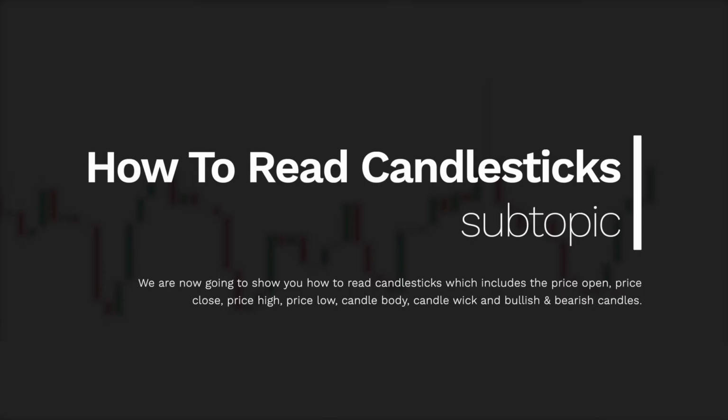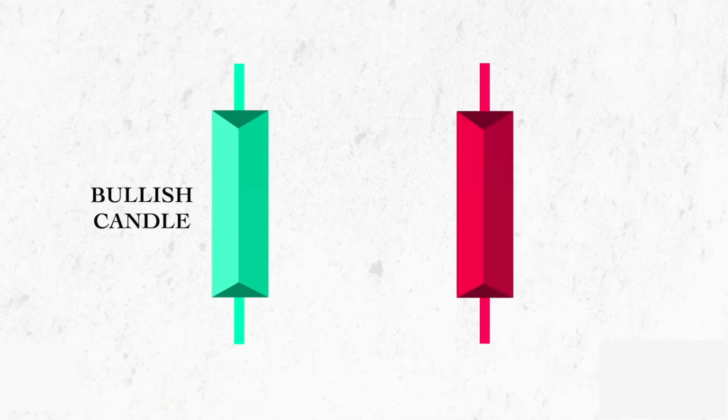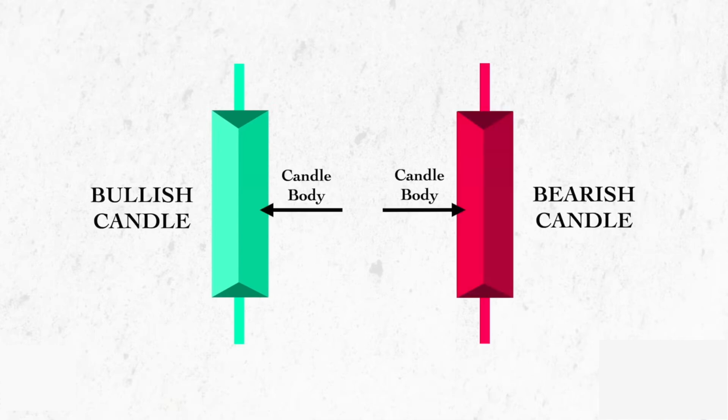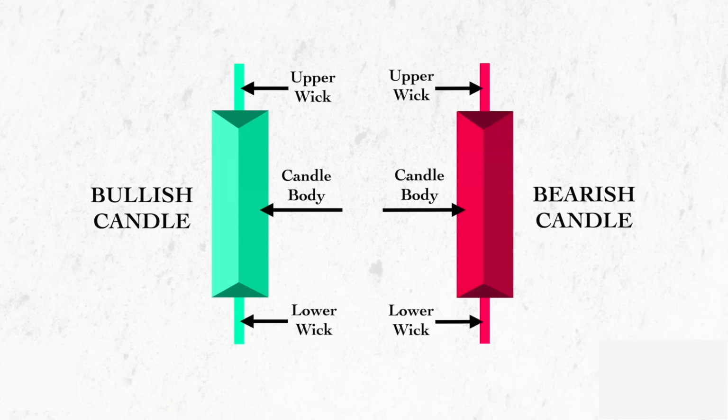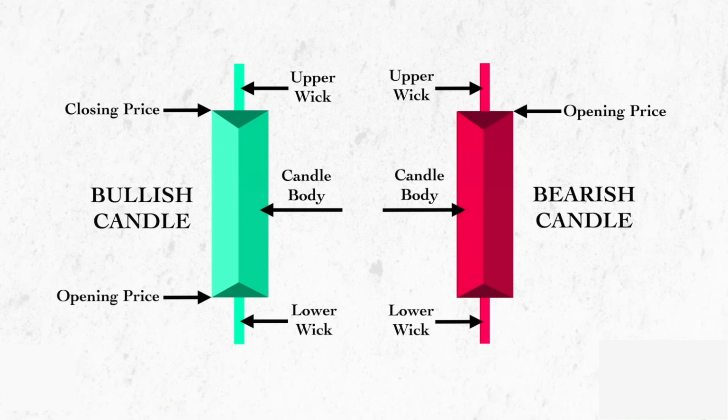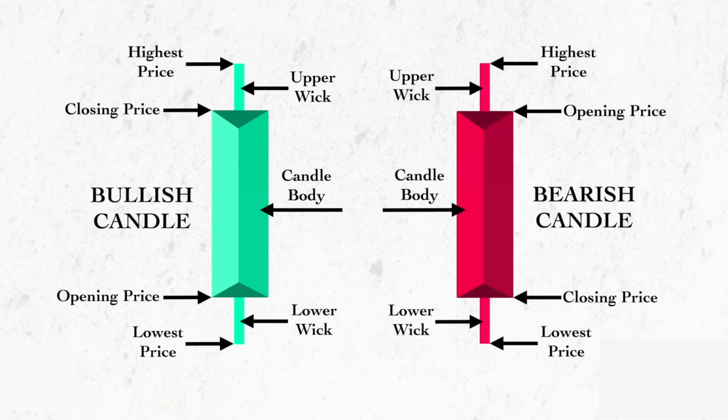First, how to read candlesticks. You have your green candles, which are bullish. You have your red candles, which are bearish. This here is the candle body. These are the candle wicks. For green candles, the opening price is at the bottom here, and the closing price is at the top here. For red candles, the opening price is at the top here, and the closing price is at the bottom here. The wick ends at the top represent the highest price point. The wick ends at the bottom represent the lowest price point.